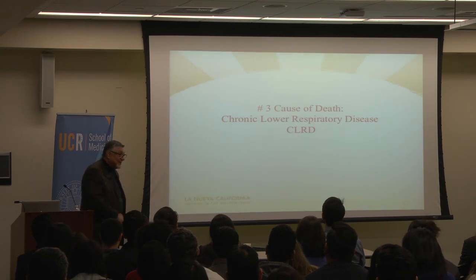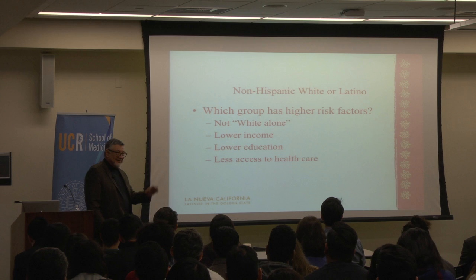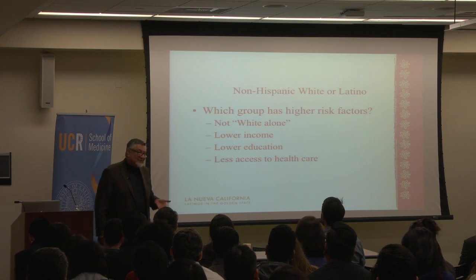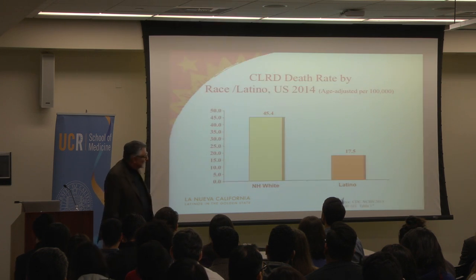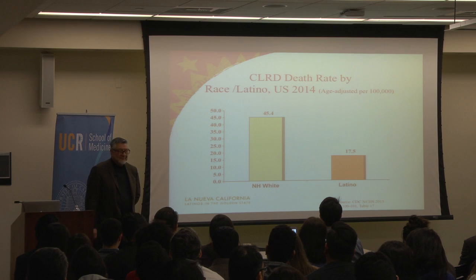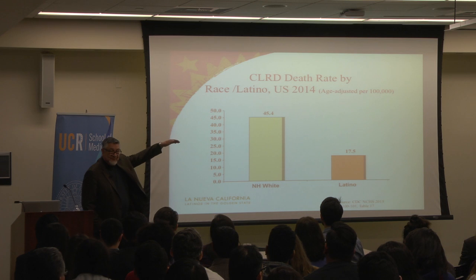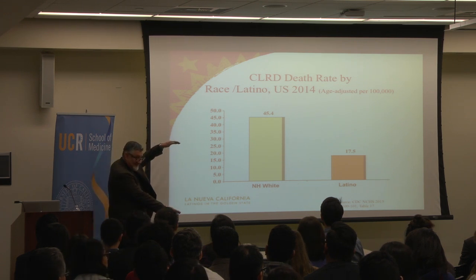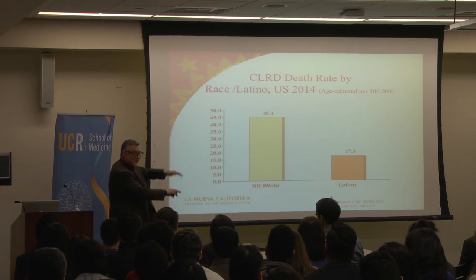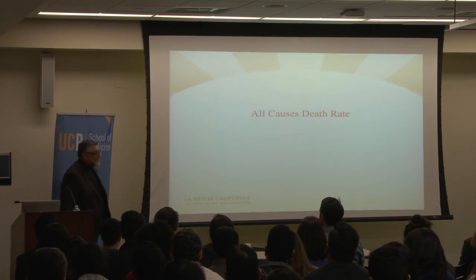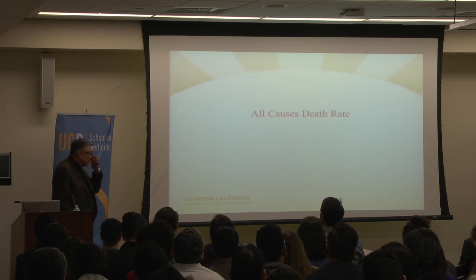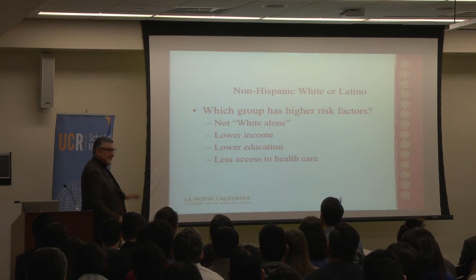Okay, number three cause of death, chronic lower respiratory disease. You know the drill. Which group has worse risk factors? Latino. Which group should have the higher death rate? Should be Latino. And the Latino rate is 60% lower. What did we predict? What did we see? Multiple standard deviations away. Okay, let's look at all causes of death, just in case there's something weird with those top three.